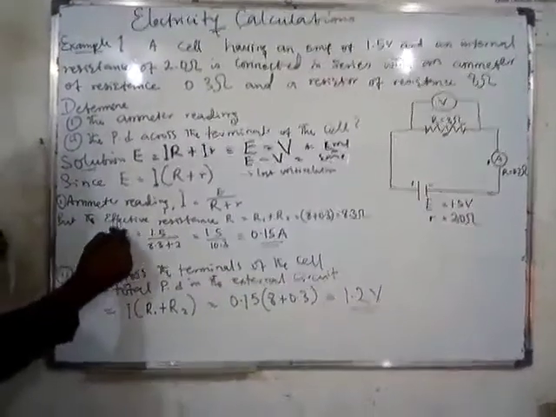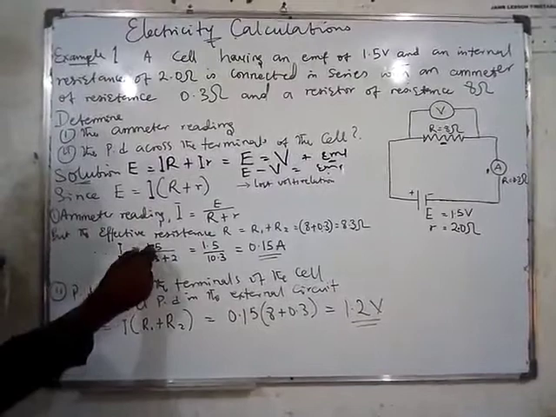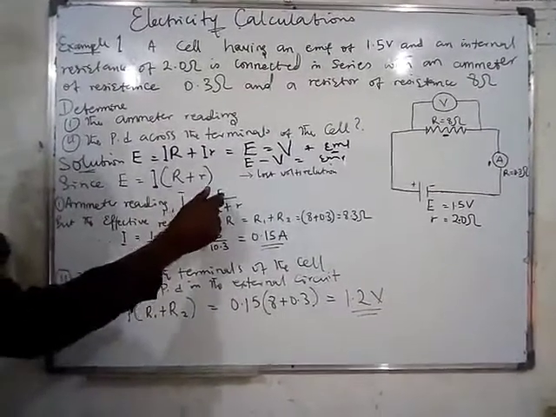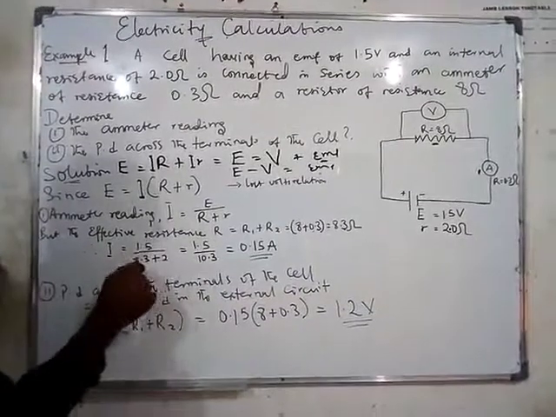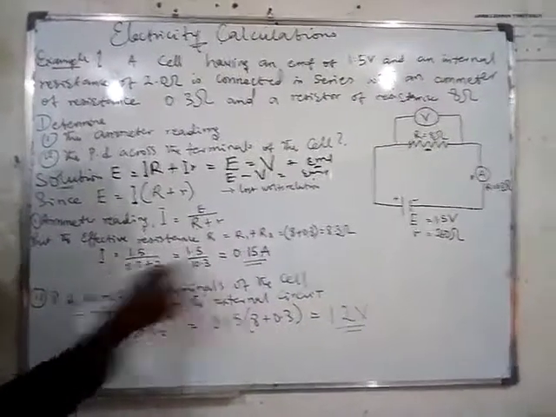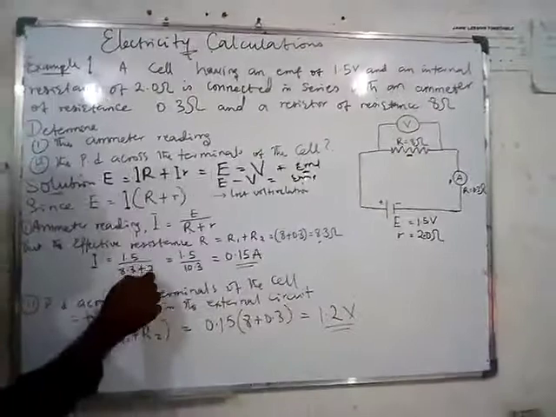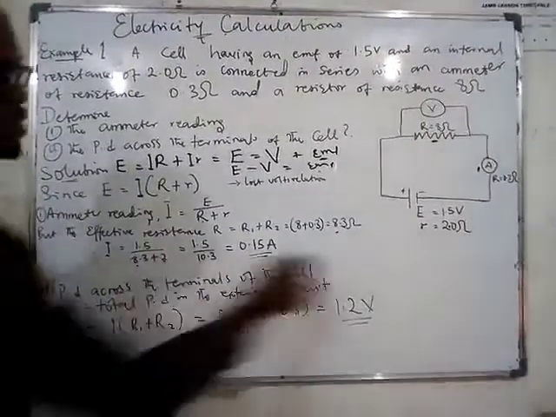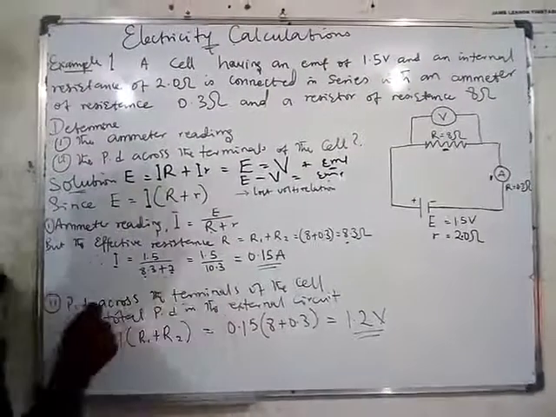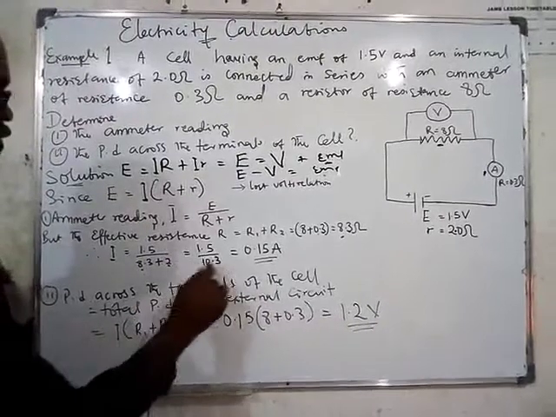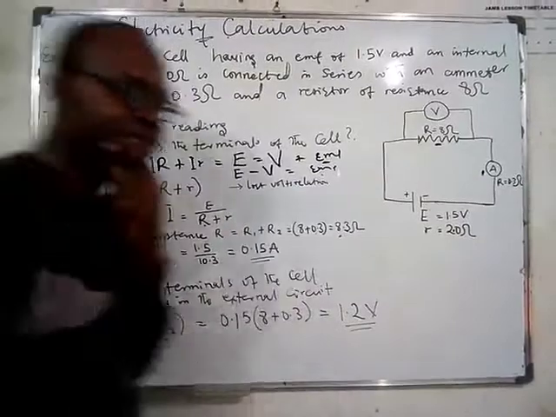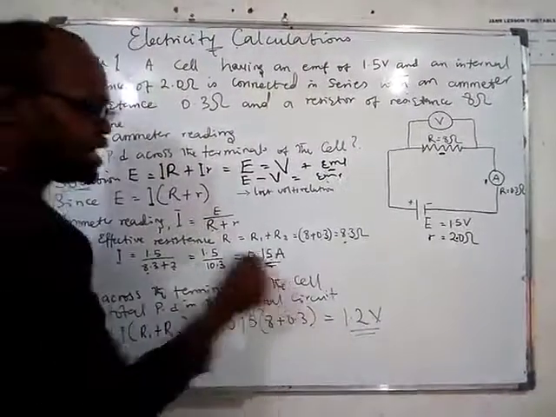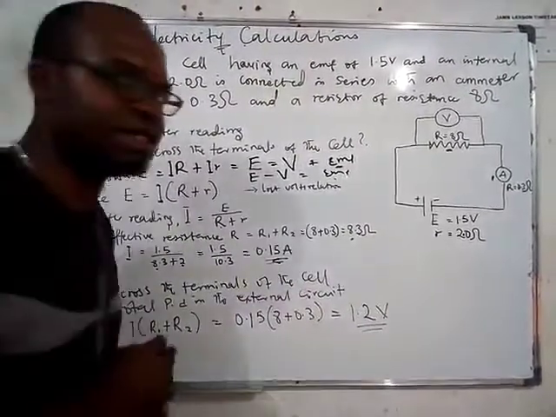So now current is equal to what? E. What is E? 1.5, all over the effective resistance R, which is 8.3, plus the internal resistance, which is 2.0. You understand? So that you have 1.5 all over 10.3, giving us 0.15 A. Is that clear? So that is the ammeter reading. So we've solved number 1, is it not?